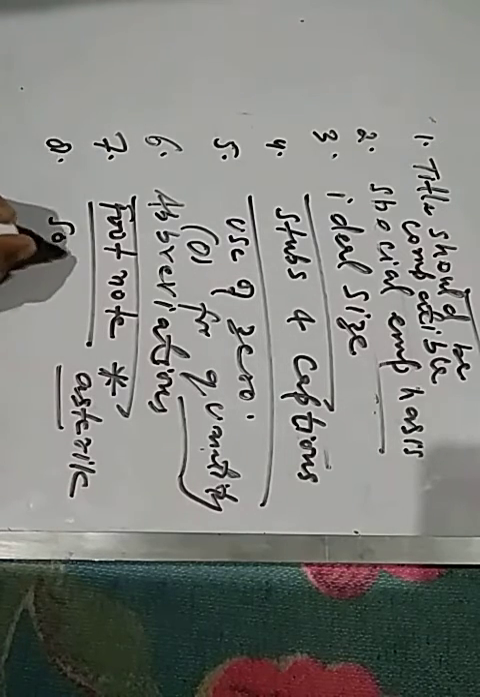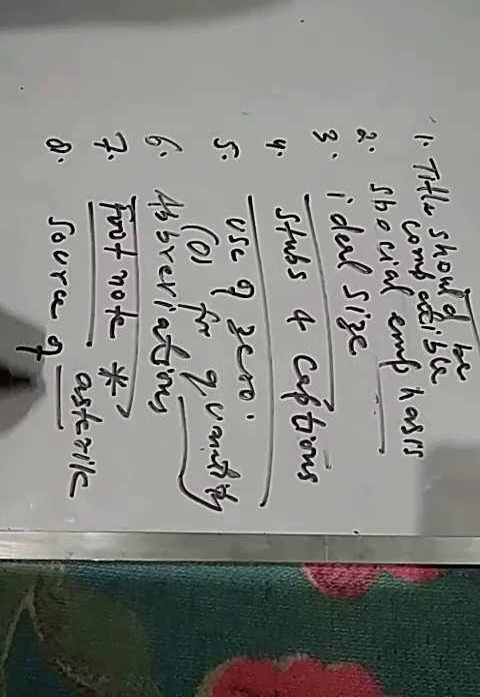Number 8, source of data. For a good table, or the guidelines of drawing a table, we should also write the source of data, the source of information from which it has been collected. Then it will be reliable data. The information will be reliable when we show at the end of the table the source of data, where it has been collected.